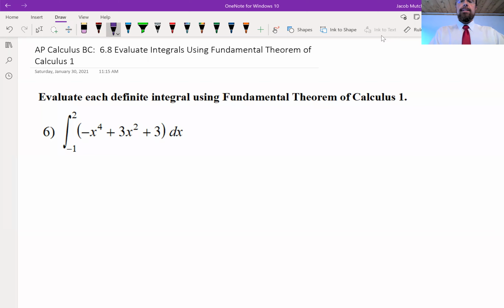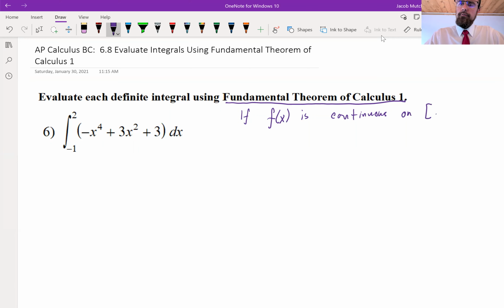So let's start off by stating what this FTC is. It is given as an if-then statement, and essentially what we're saying is that if the function, for us that would be this negative x to the 4th plus 3x squared plus 3, if f of x is continuous from a to b, what a to b will represent for us are the limits of integration. So from a to b, and it's a closed interval.